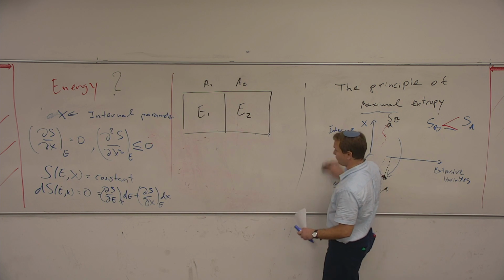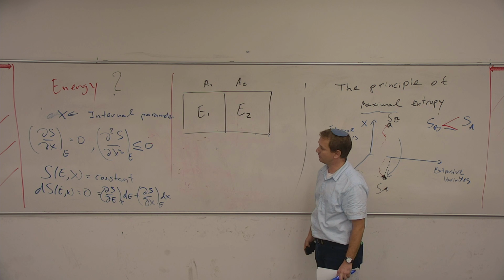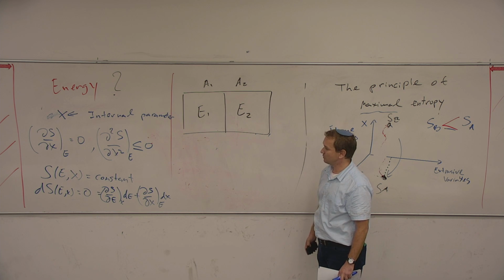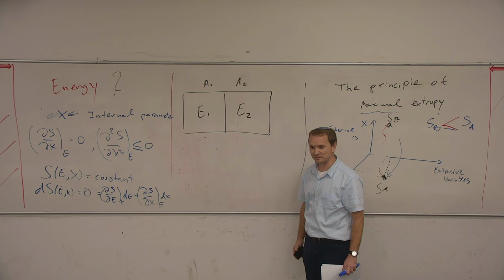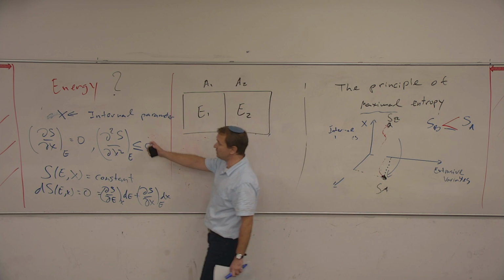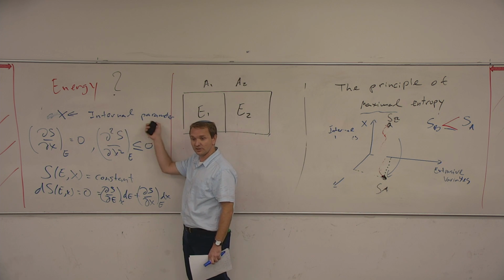But how can we keep the entropy constant if the energy is changing? Why not? Because the entropy is a function of energy. Well, I'm doing something else inside the system. What am I changing? I'm changing the internal parameter, right?